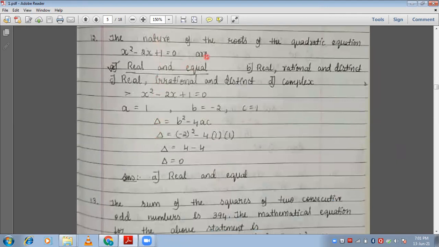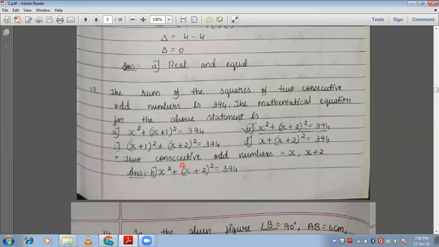12.1. The nature of the roots of the quadratic equation x square minus 2x plus 1 is equal to 0 are dash. You need to find the nature of the roots. So what is the formula? Delta is equal to b square minus 4ac. Substitute the values. You will get delta is equal to 0. The nature of the roots is real and equal.